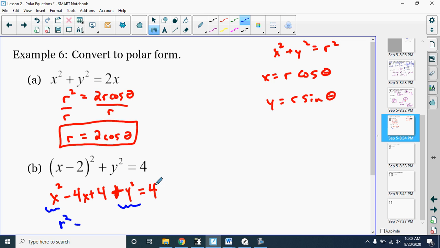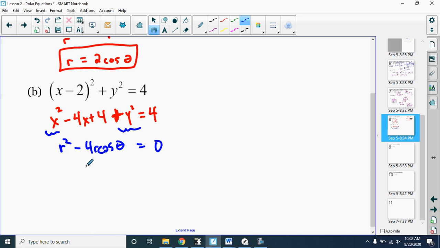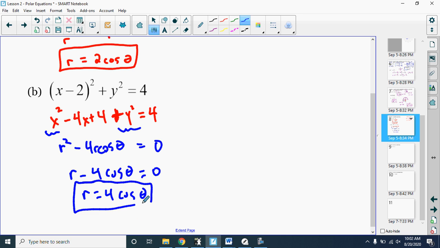x, I'm replacing with r cosine theta. I'm going to subtract this 4 over. We can divide both sides by r again. And add 4 cosine theta to both sides. If I'm going too fast, feel free to pause the video, get caught up on the notes. Sorry.